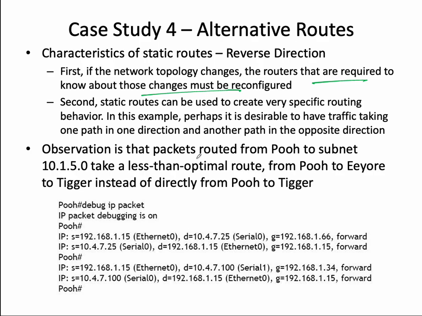Now we can simply take a look here, right? You can do debug ip packet. This is another command to debug IP packets, and you can see how packets are going forward, traveling. You see 10.4.7.25 directly connected, right? And it's forwarding this way.